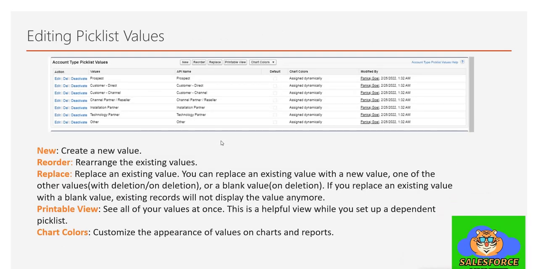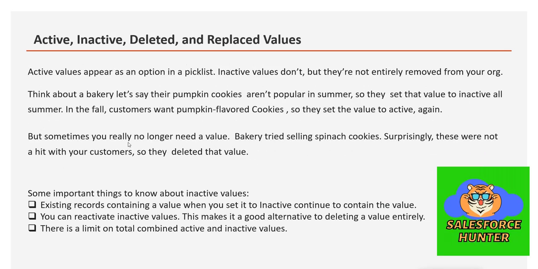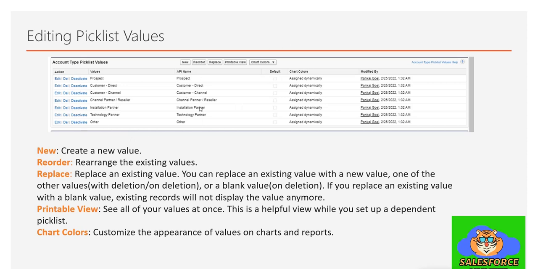Now we come to one of the important parts about editing a picklist. As you can see, this is the account type picklist that I just used as a screenshot here. You can see there are various options. New, we just checked, where you could create a new value. Reorder, basically you are just changing the order, like which one should come first. And replace is where you replace an existing value.